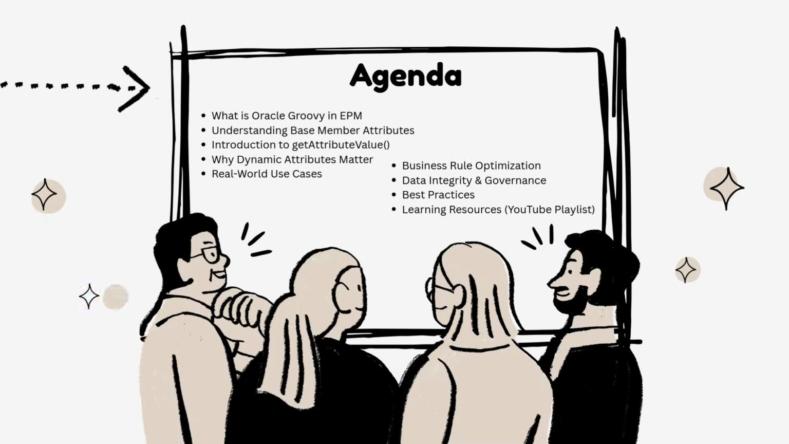Here's what we'll cover in this session. We'll begin with a quick overview of Oracle Groovy in the EPM ecosystem. Then, we'll understand what base member attributes are and why static attribute usage creates challenges. After that, we'll deep dive into the getAttributeValue method, followed by practical and advanced use cases. Finally, we'll look at why this skill is important for EPM professionals and where you can learn more.